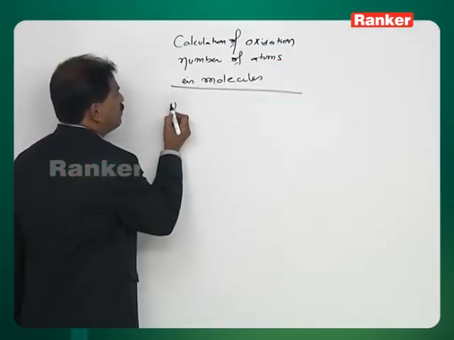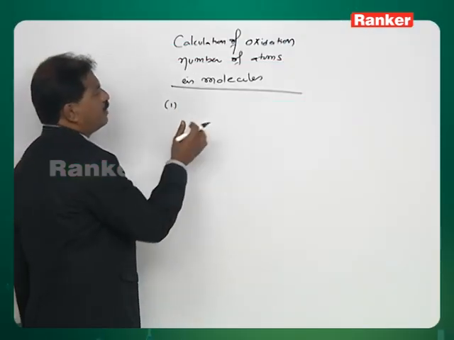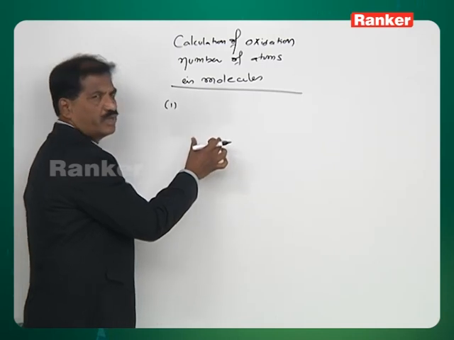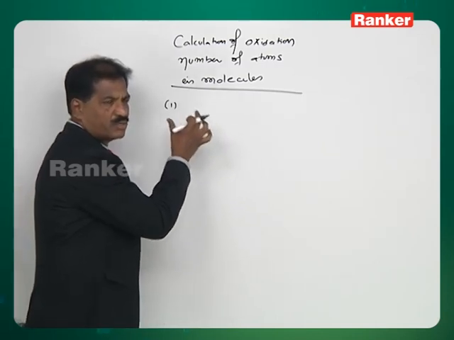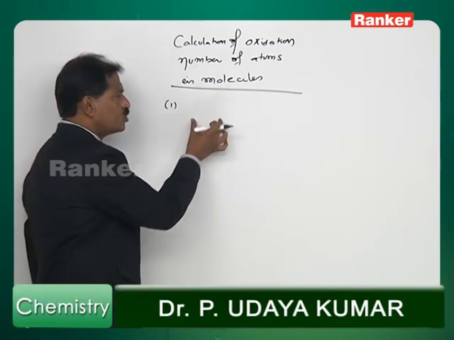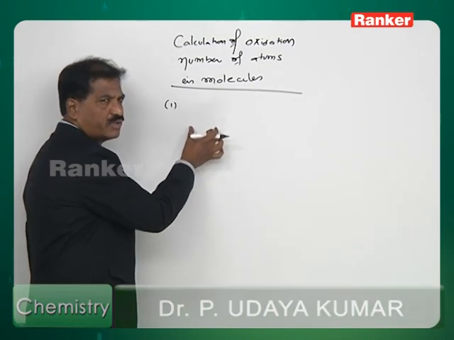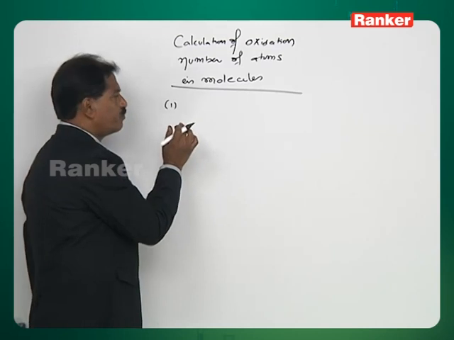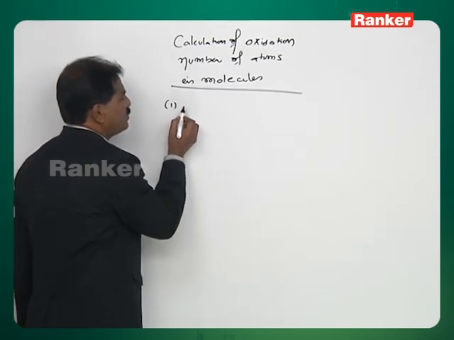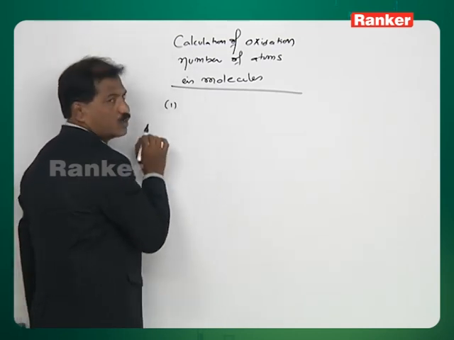For the calculation of oxidation state of the atoms in a molecule, various empirical rules have been framed. Based on those rules, we have to calculate the oxidation number of each and every atom present in the molecule. So first let us discuss the first rule.